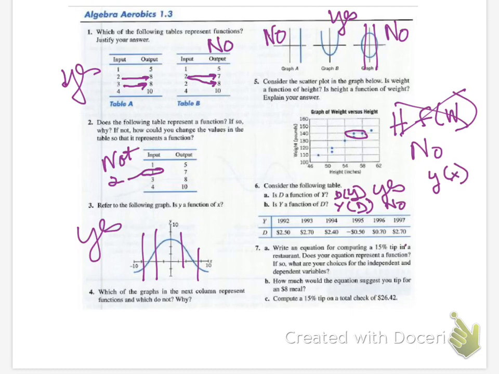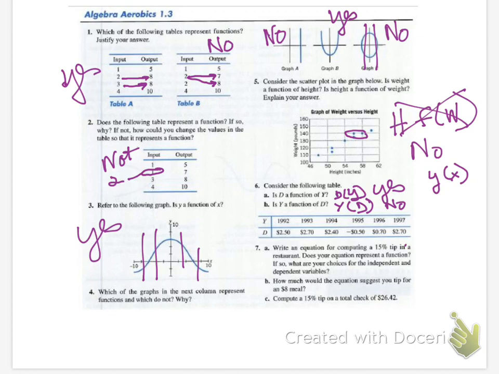So for 6A, if they say, is D a function of Y? That means that Y is the independent variable, so it can only give you a unique D. So look at the Y's. 1992, you only have one unique answer. 93, a unique answer. Okay, so I would say yes to the first one.